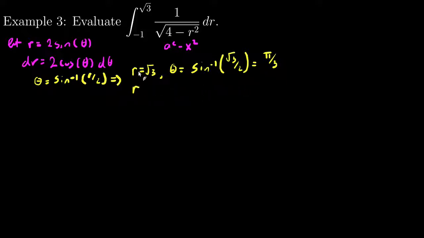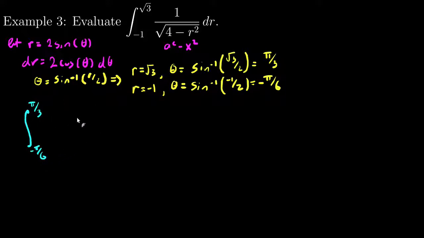And when r is negative 1, then theta is equal to the inverse sine of negative 1 over 2, which is, of course, negative pi over 6. So when I rewrite this, now I'm going to do the integral from negative pi over 6 to pi over 3 of 1 over the square root of 4 minus, and I replace r with 2 sine theta. 2 sine theta all squared is 4 sine squared theta. And then I replace dr with 2 cosine theta d theta.